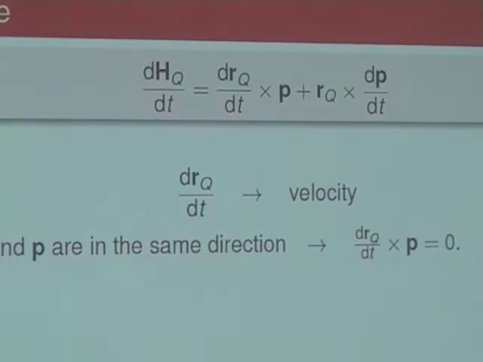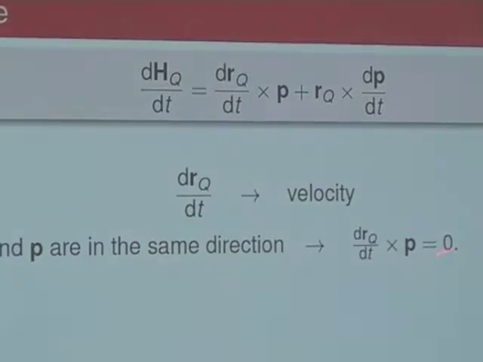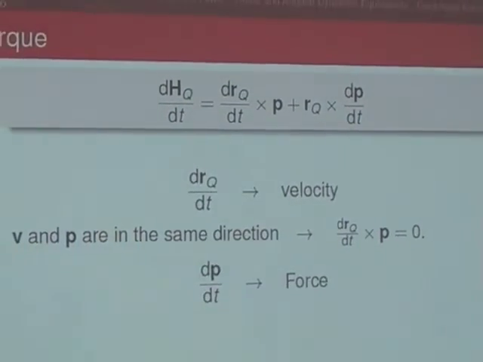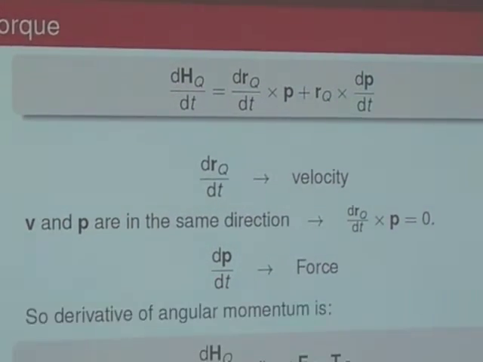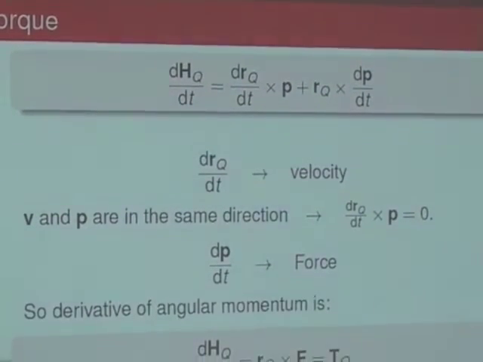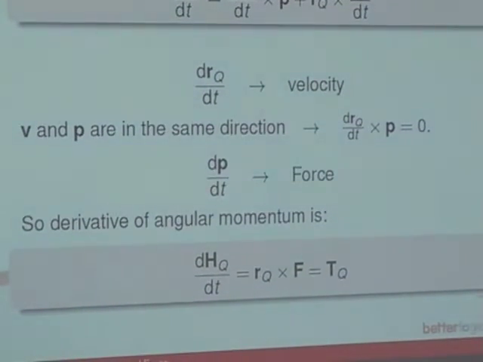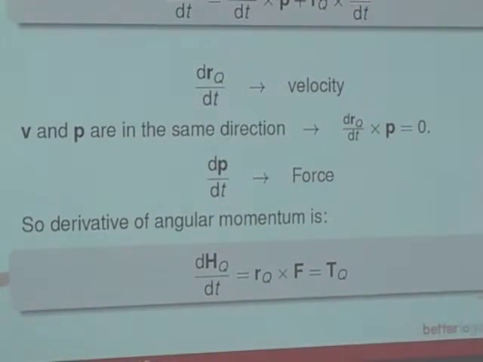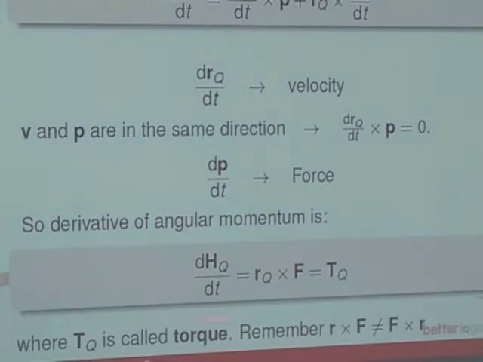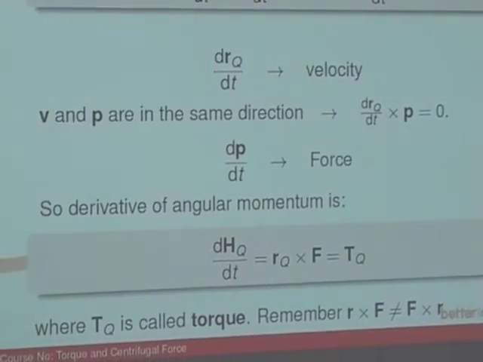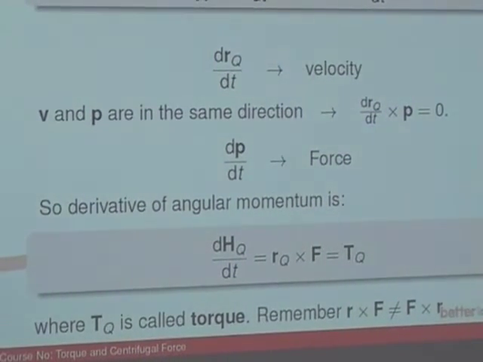so as I said, v and p are in the same direction, and so that value equals 0. dp over dt is the force, and so the derivative of angular momentum is rq cross f, which we know as torque. Torque is rq cross f. Now remember, f cross r does not equal r cross f. So you've got to make sure you get them the right way around, otherwise you'll get the wrong answer.